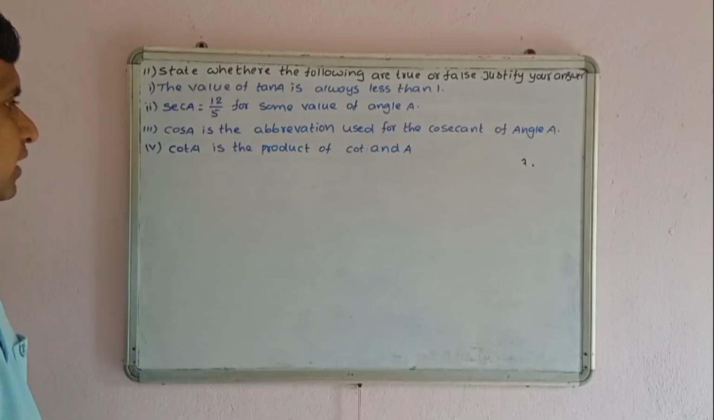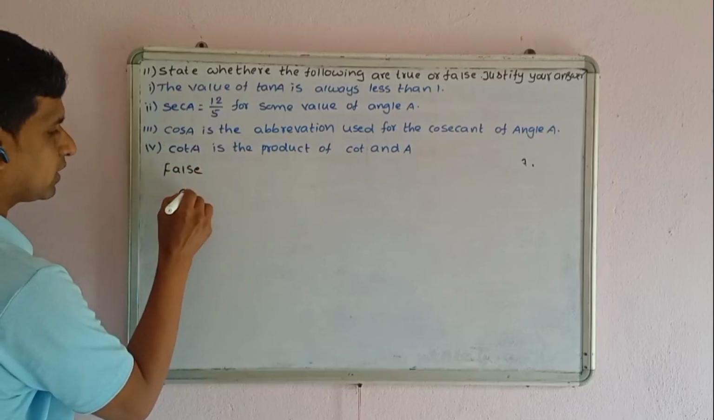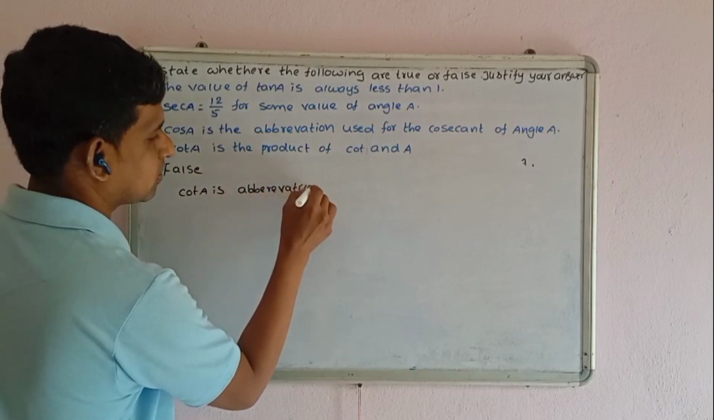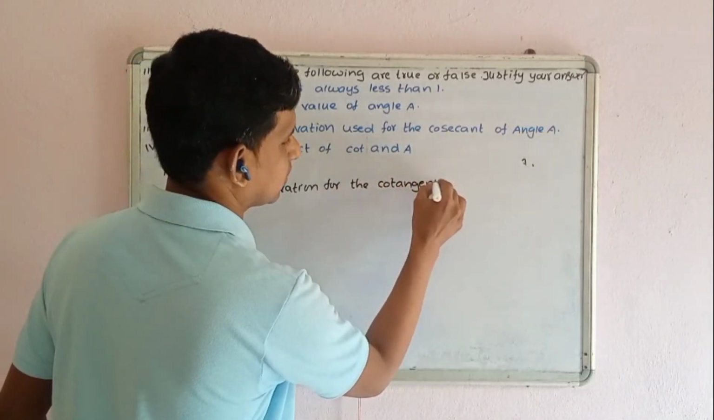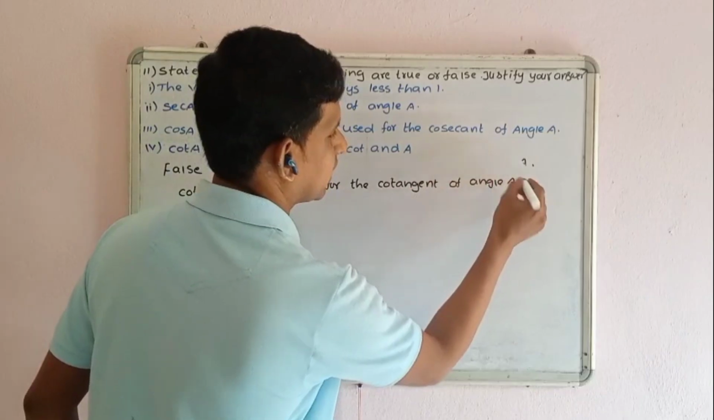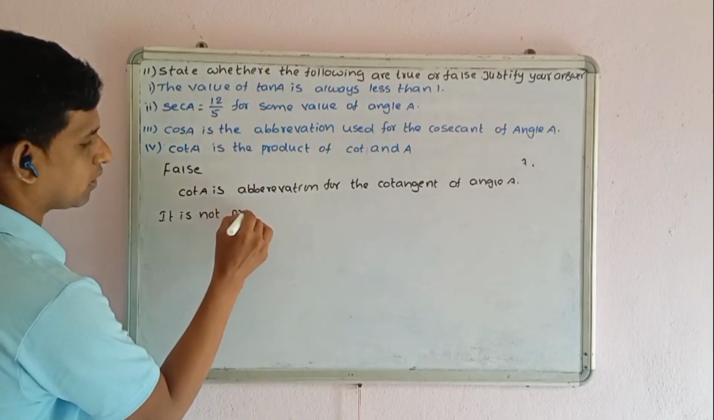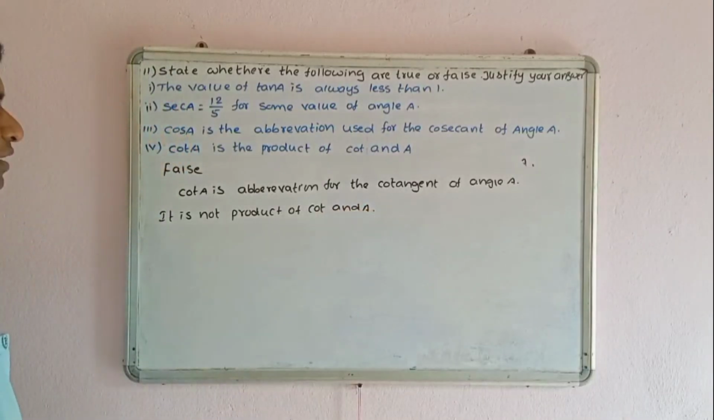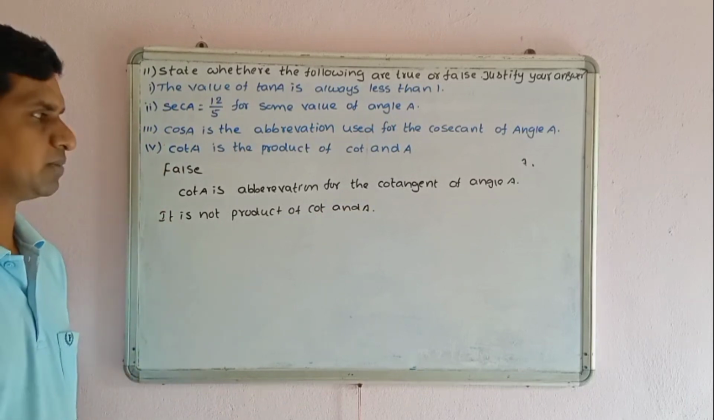Fourth one, cot A is the product of cot and A. This is a false statement, because cot A is the abbreviation for the cotangent of angle A. It is not the product of cot and A. Cot A is the abbreviation for the cotangent of A. So that's why the above statement is a false statement.